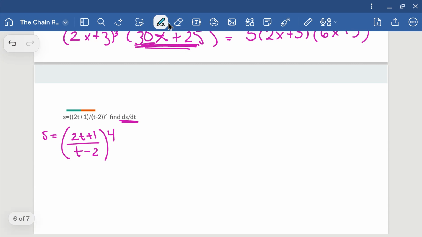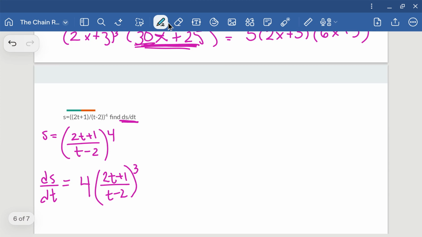So when I want to write my derivative, I'm now going to be using the same rule. So I'm going to start with what we talked about when we first looked at the chain rule a few slides before. You take the derivative of the whole thing. So if I'm looking at the derivative of s, taking the derivative of the whole thing will be 4 times (2t plus 1 over t minus 2), all to the power of 3. Then I need to take the derivative of the inside, and the inside is division.